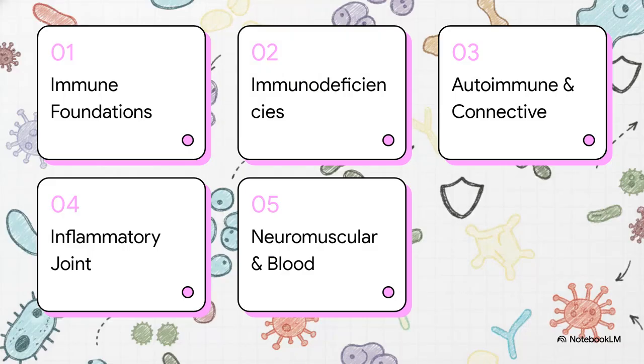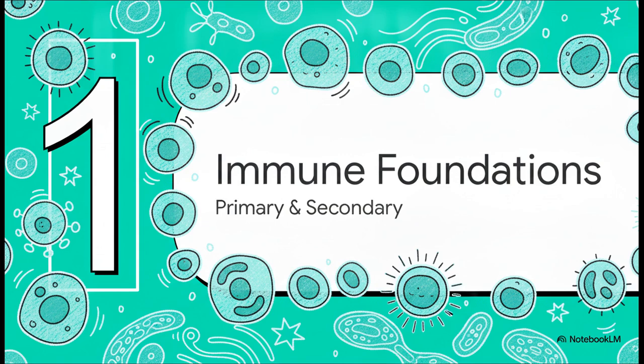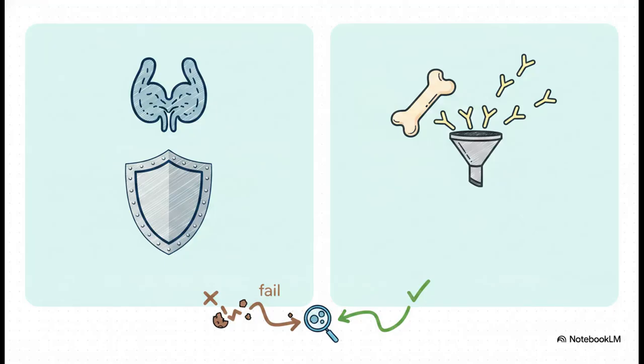Here's our roadmap for today. We've got 5 parts: immune system foundations, immunodeficiency disorders, autoimmune and connective tissues, inflammatory joint diseases, and finally, neuromuscular and blood disorders. Starting off with Section 1, Immune System Foundations. Let's look at the binary foundation of our immune system.